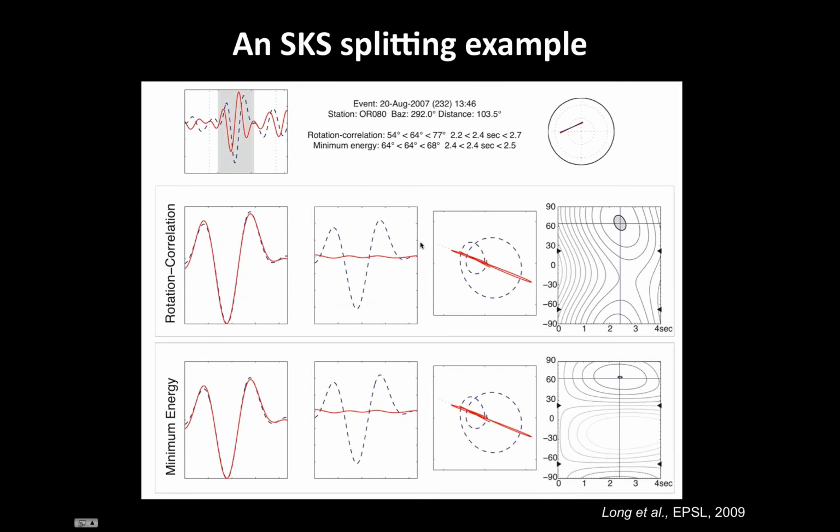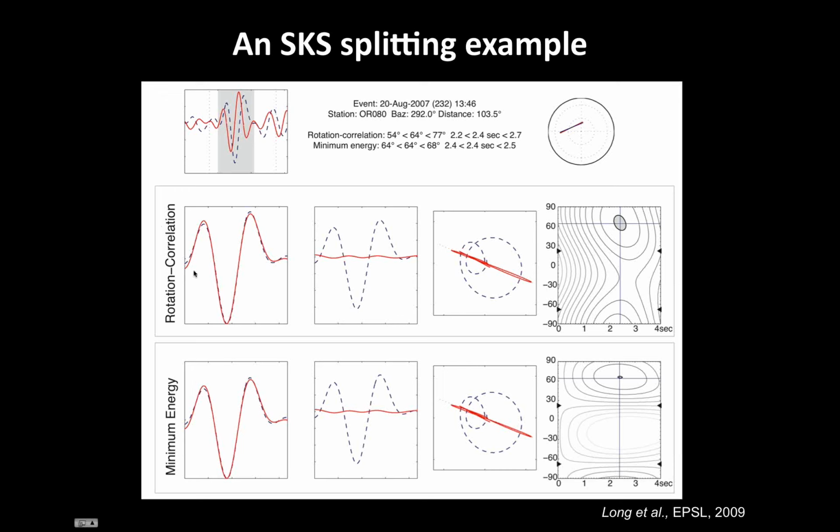Before I start showing splitting maps, I do want to show one really nice example of SKS splitting. And I picked this one because it looks particularly nice, but it's actually not atypical. There are a lot of arrivals in the data set that look like this. So what's being shown here up in the upper left, this is the raw uncorrected waveform. So the blue dashed line is the radial component, and then the red line is the transverse component. You can see there's very strong transverse component energy here, which is strongly indicative of shear wave splitting and anisotropy.